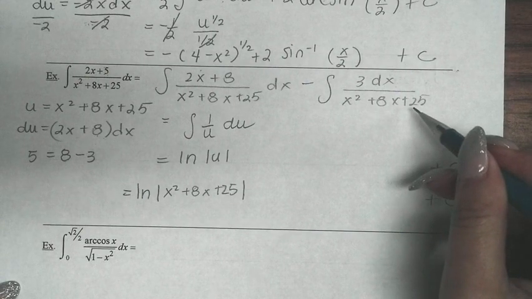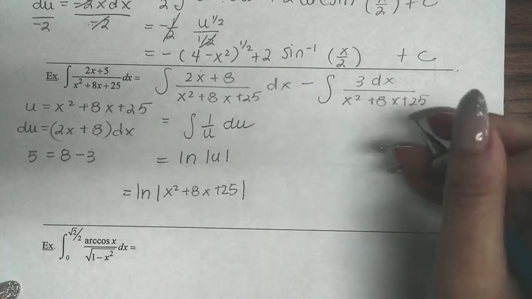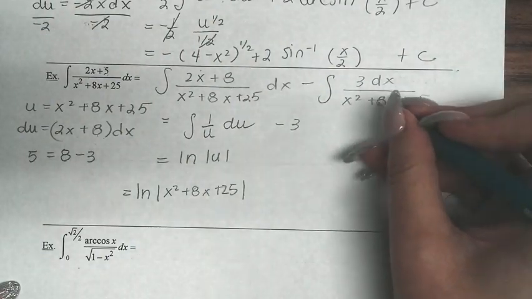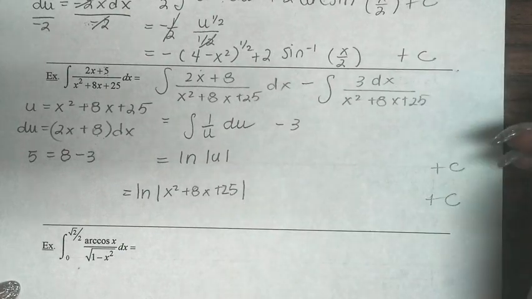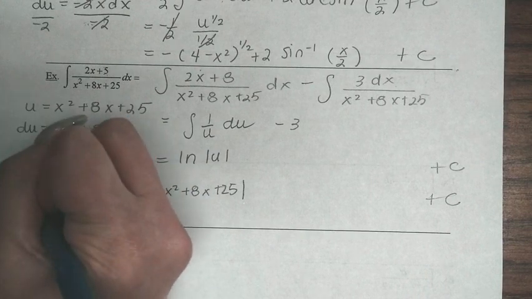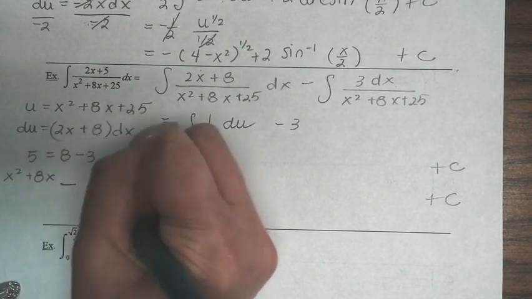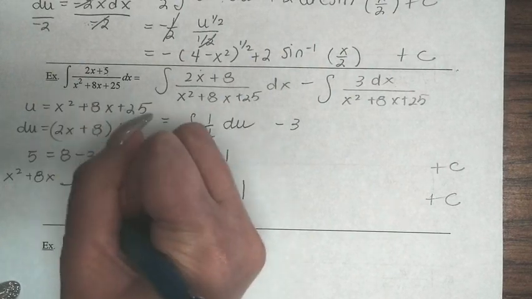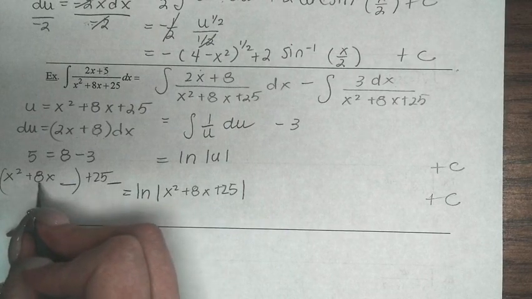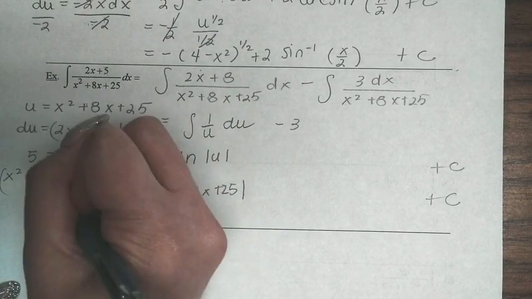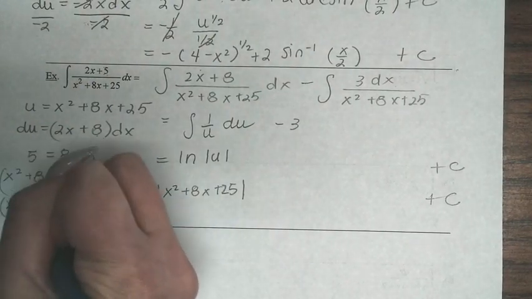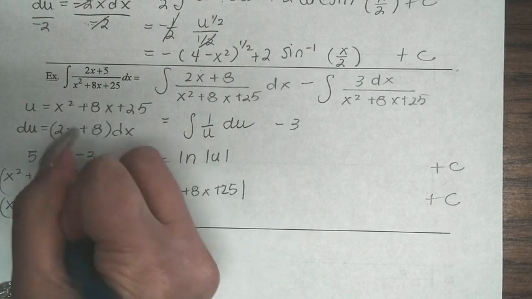Completing the square. The 3, we know that we can pull it outside. That one is irrelevant, but this one we need to complete the square. Here I have completing the square: x squared plus 8x plus 25. To complete the square, you divide by 2, so it's a 4. This is a 16, and this is negative 16. So I have that this is (x plus 4) squared, and then 25 minus 16, that's a 9.